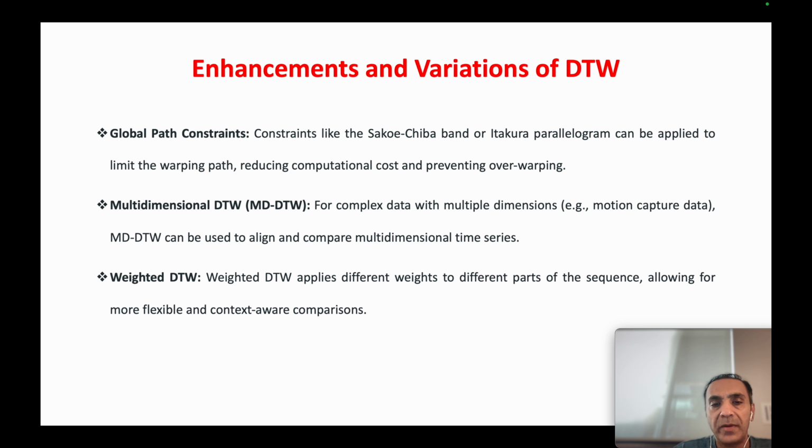Weighted dynamic time warping is applied using different weights to different parts of the sequence, and this allows for more flexible and more context-aware comparisons. So you can provide more emphasis to some parts of the sequence by applying different weights than the other parts, because those parts of the sequences can have more trends or more patterns that you want to analyze. So the weighted DTW method can be used for that.